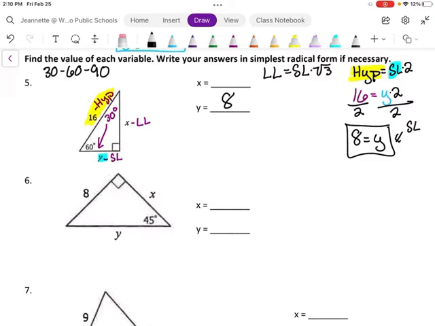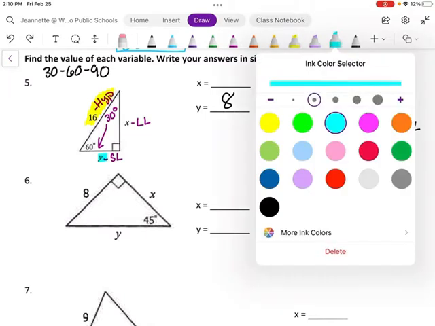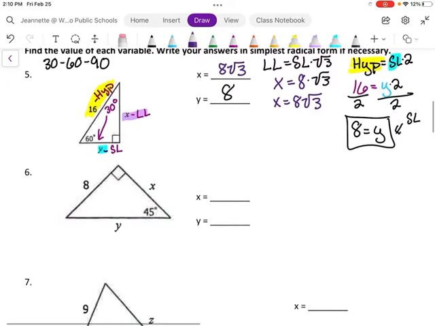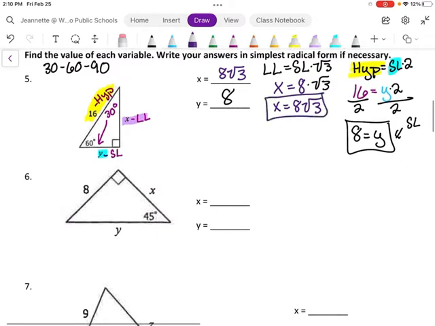Now that we have that information, we can go ahead and solve for the longer leg. And in our picture, the longer leg is represented by x equals, we know the short leg, we just found that, is equal to 8, and we're multiplying that by the square root of 3. And there's nothing that we can simplify here, so our final answer is just going to be 8 square roots of 3. And that's your answer.